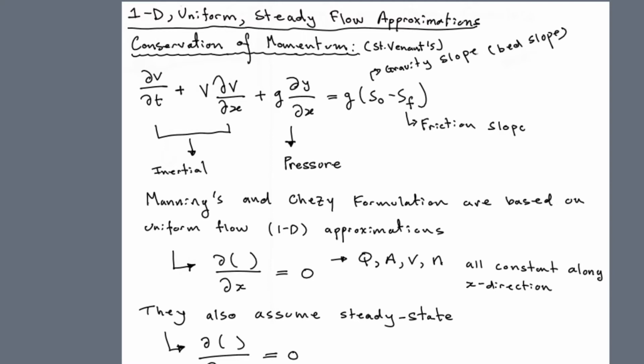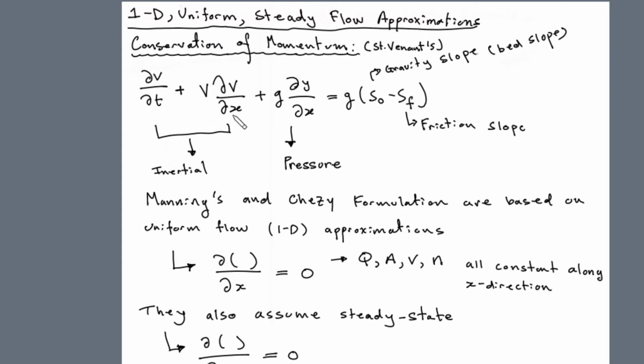Today I just want to talk about one-dimensional uniform steady flow approximations and go over a few of the equations that we use to calculate one-dimensional uniform steady flow. So first off, we'll start off with St. Venant's equation, or set of equations, which is the conservation of momentum and the conservation of mass.